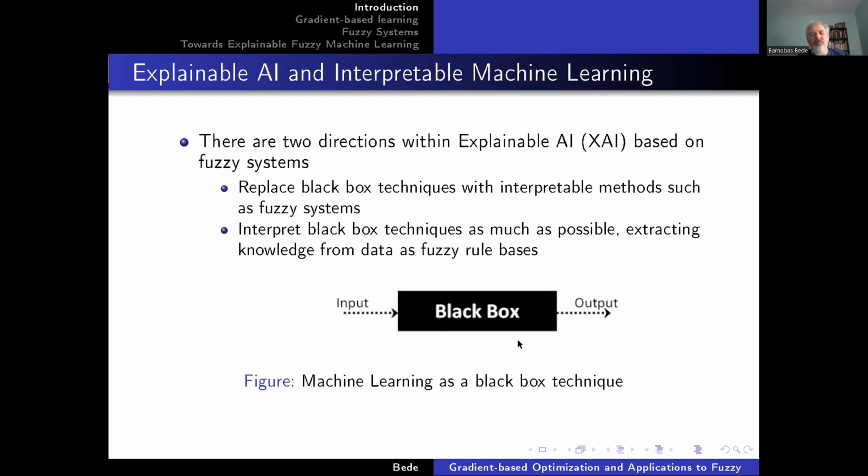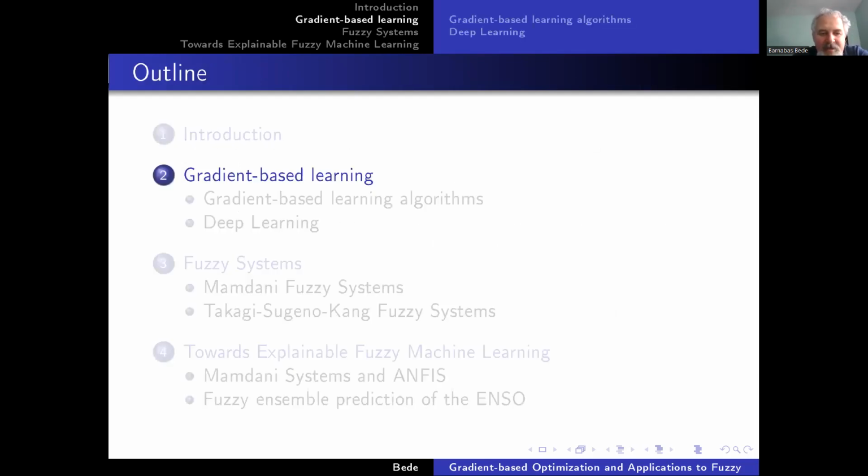So method number one is completely replacing the black box, which is typically a neural network currently. This neural network is completely replaced in the first version. In the second version, we train the network and we try to interpret it as a fuzzy rule base through the ANFIS architecture. So those are the two different ideas, and we will discuss both of them in this talk.